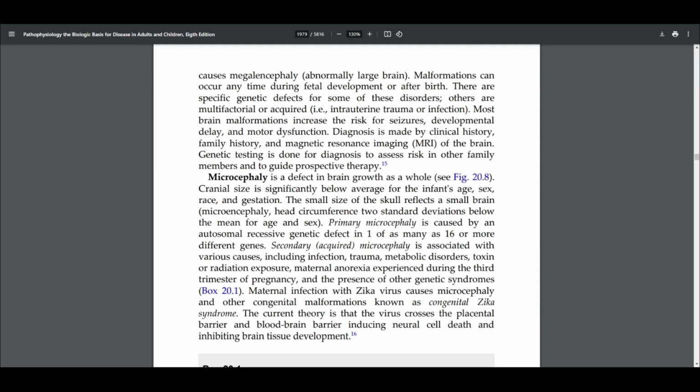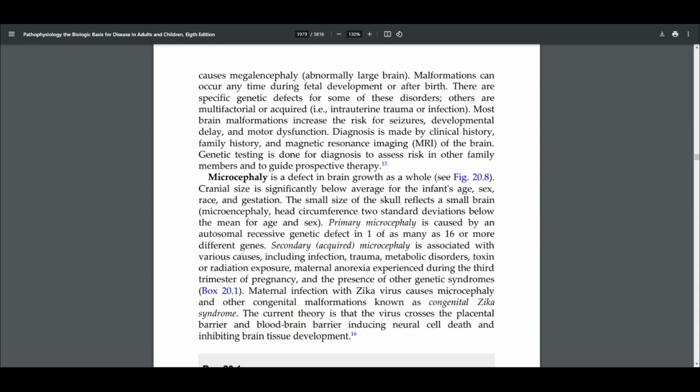Malformations can occur any time during fetal development or after birth. There are specific genetic defects for some of these disorders. Others are multifactorial or acquired. Most brain malformations increase the risk for seizures, developmental delay, and motor dysfunction. Diagnosis is made by clinical history, family history, and MRI of the brain. Genetic testing is done for diagnosis, to assess the risk in other family members, and to guide prospective therapy.